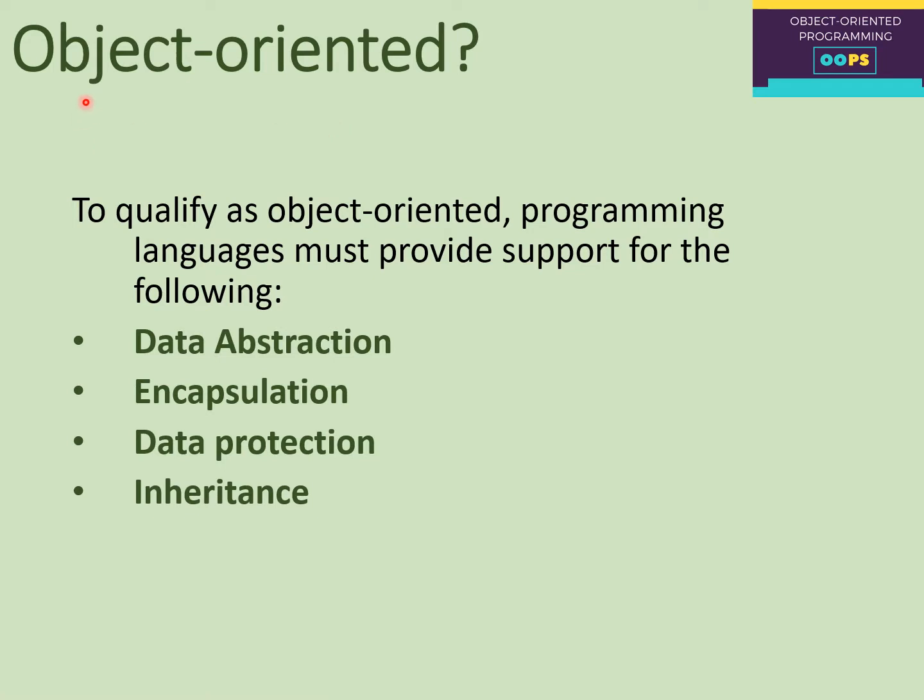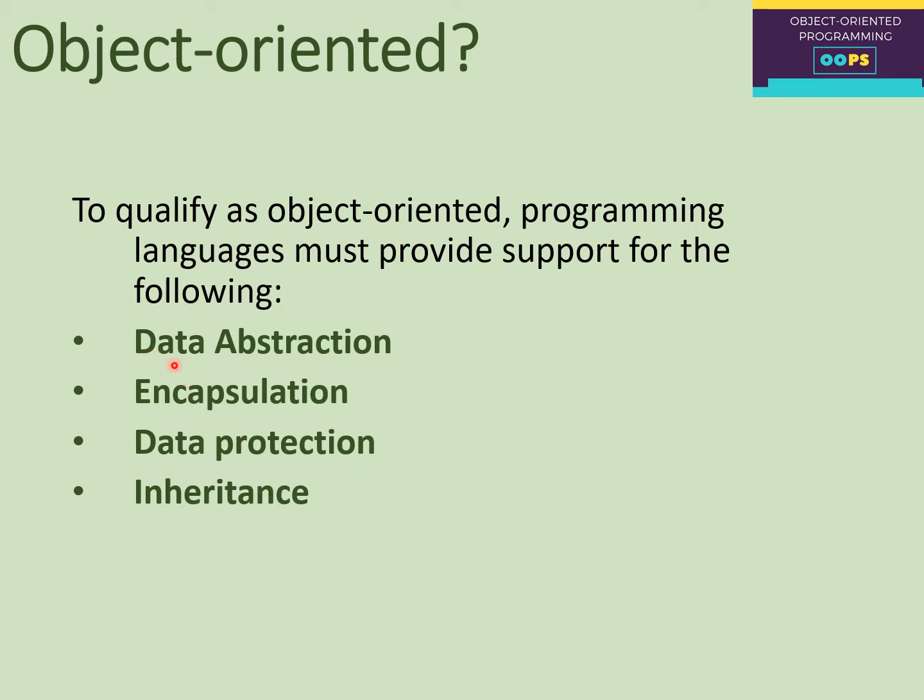Let us see when we can say a programming language is object-oriented. A programming language can be said to be an object-oriented language when it follows the corresponding OOP concepts. So to qualify as object-oriented, programming languages must provide support for the following: data abstraction, encapsulation, data protection, and inheritance.